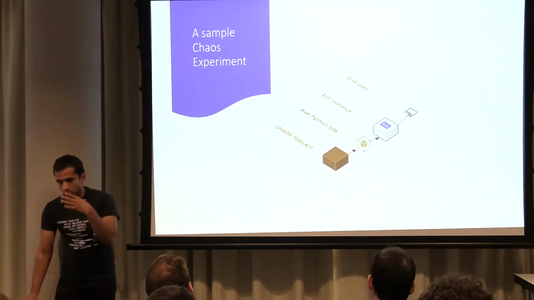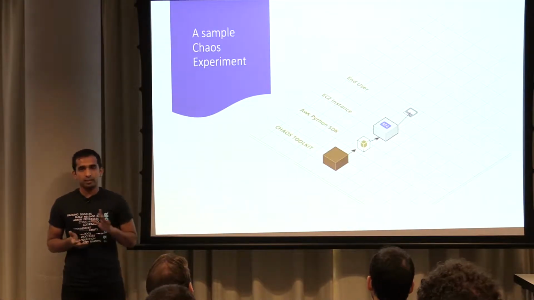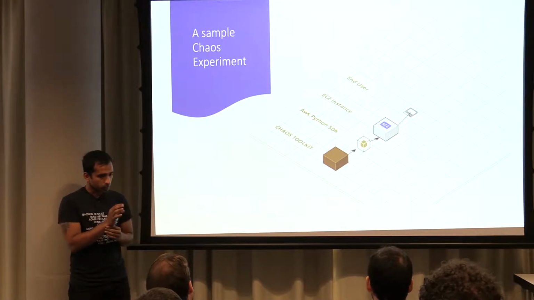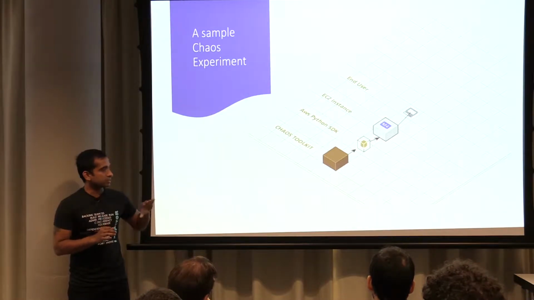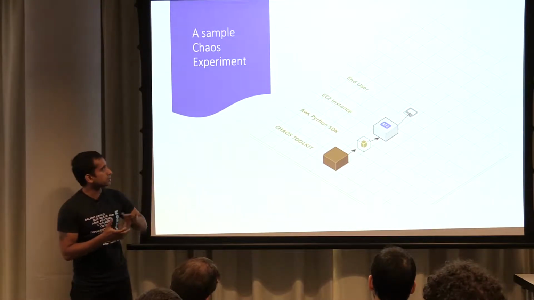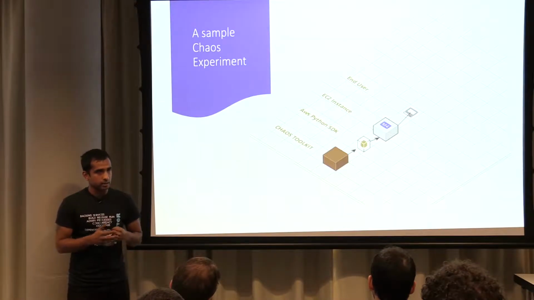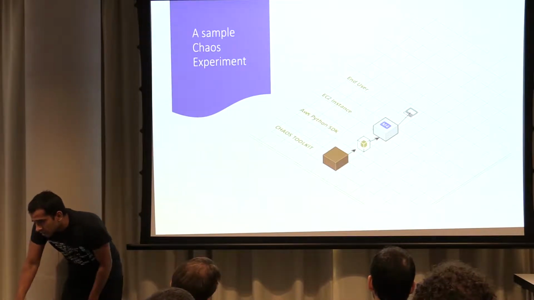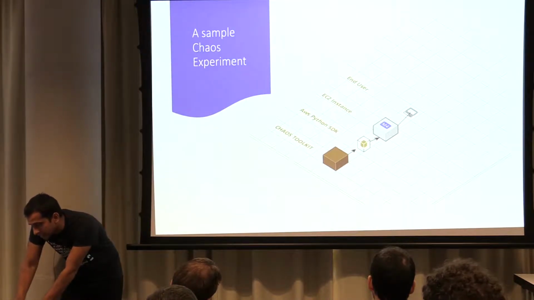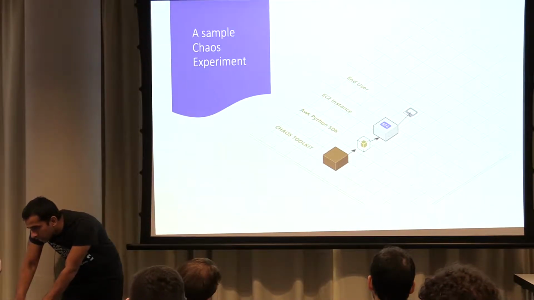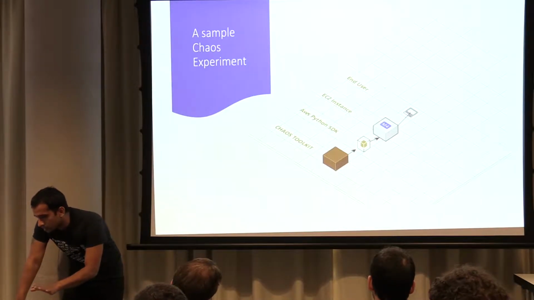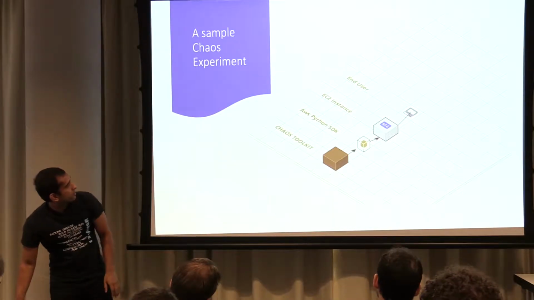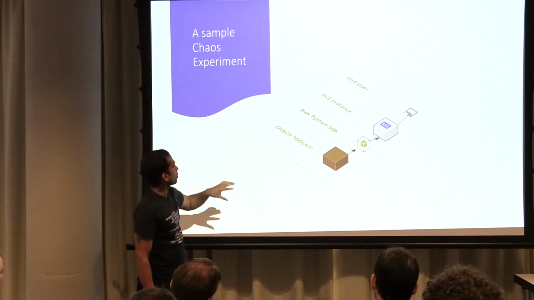So I wanted to do a live demo, but just due to time constraints, I'm going to just show you one of the experiments that we ran. It's a very simple, basic experiment just to let you understand the basic structure of a chaos experiment. So as you can see, it's just one EC2 instance sitting there. It's a Flask application. It's serving a web service.